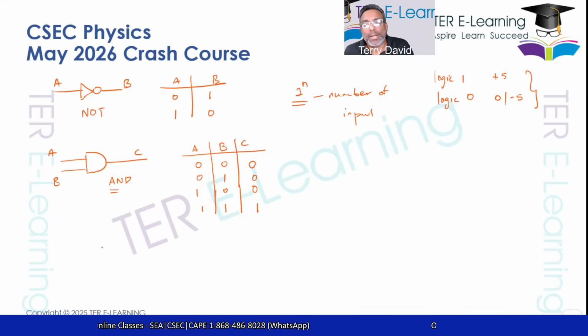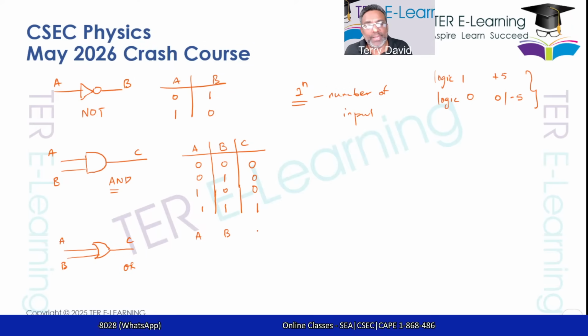Okay? The other gate we need to know is what we call the OR gate. So this is what the circuit symbol for the OR gate looks like. This is A, this is B, and this is C here. So this is called an OR gate. Again, you have two inputs. So let's draw the truth table. So we have A, B, C.